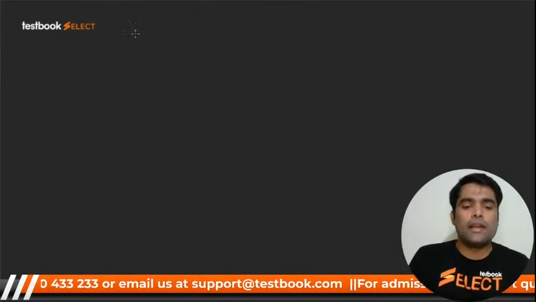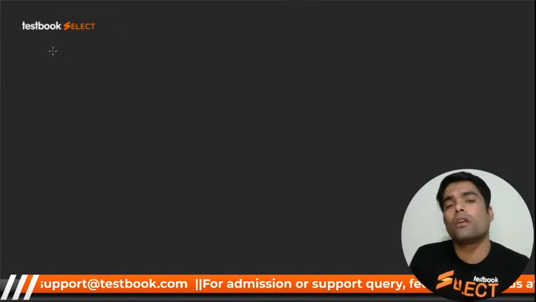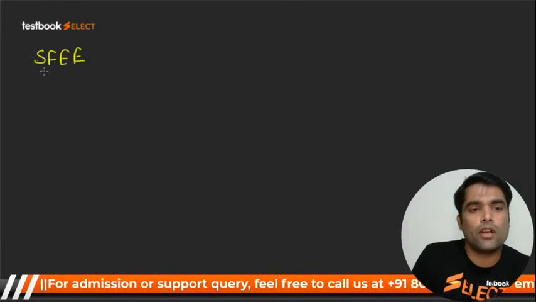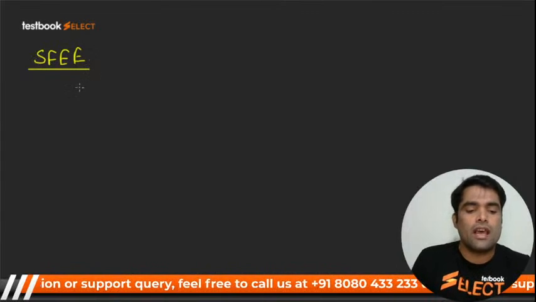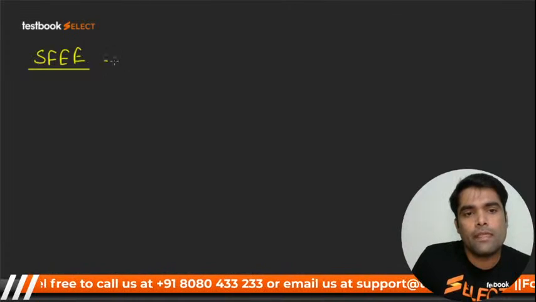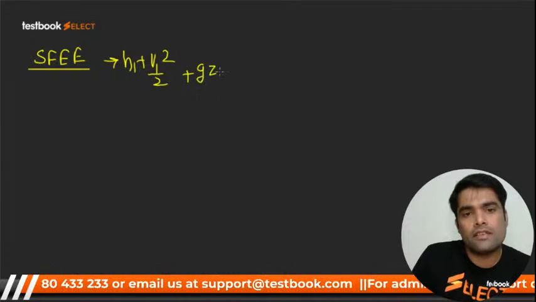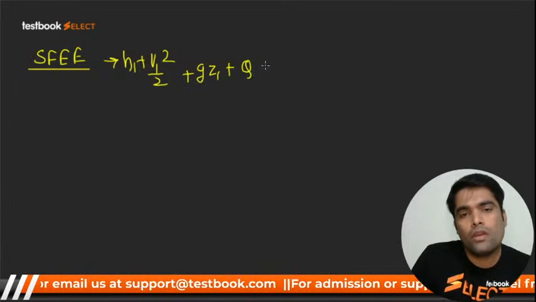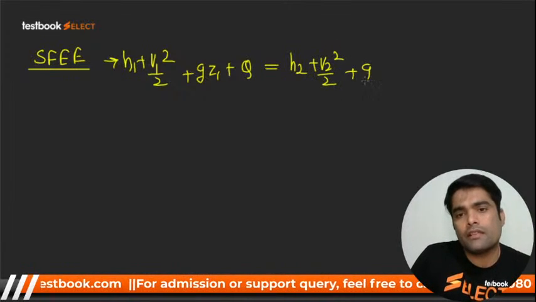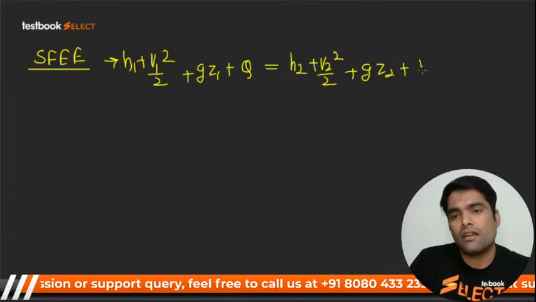Now we'll apply the first law of thermodynamics for open system, and we'll try to get the steady flow energy equation. What we have seen, steady flow energy equation, we have found it already: h1 plus v1 square by 2 plus g z1 plus q is equal to h2 plus v2 square by 2 plus g z2 plus w.